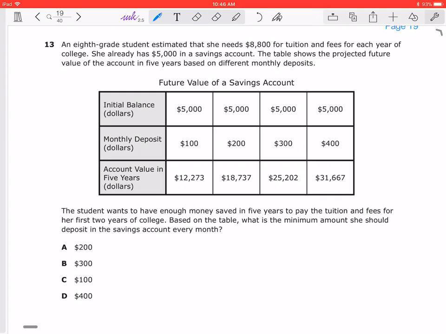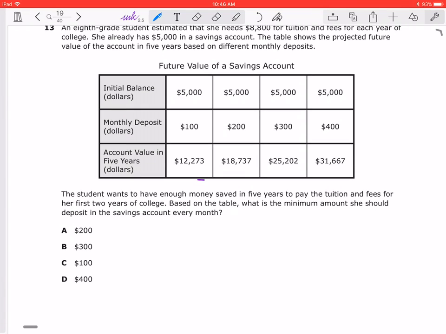And then, depending on what the rate is, we don't know what the rate is. I mean, we could technically find it, but we don't really need to. And then it says how much is in the account in 5 years. So the student wanted to have enough money saved up in 5 years to pay tuition and fees for the first 2 years in college.